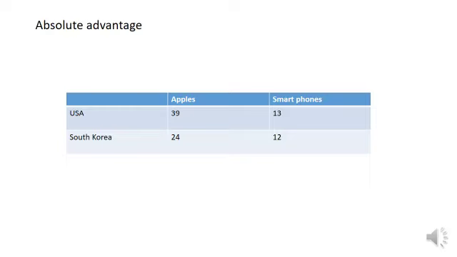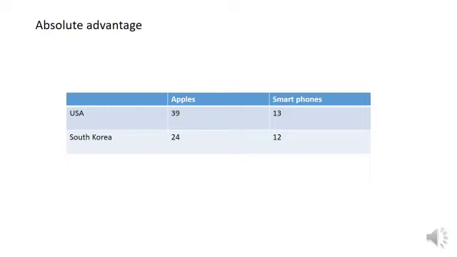South Korea can produce 24 apples, or it can produce 12 smartphones. So if we look at this table, to figure out absolute advantage, all we have to do is say which country can produce more with the same amount of resources. In this case, it's easy. Apples, USA can produce 39, South Korea can produce 24. Which one is more? 39 apples.